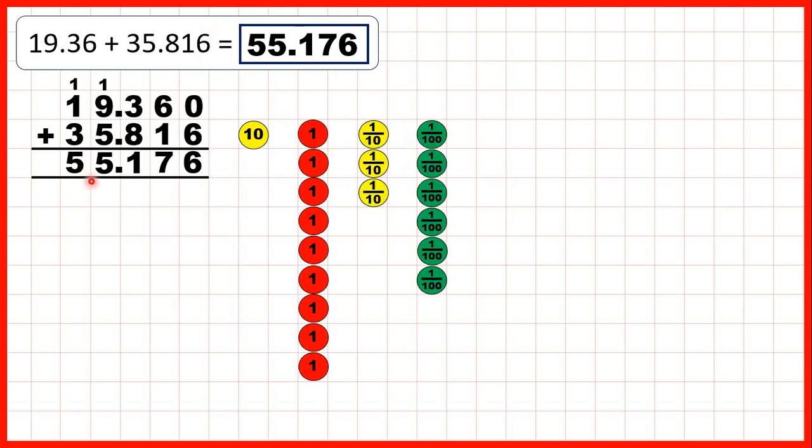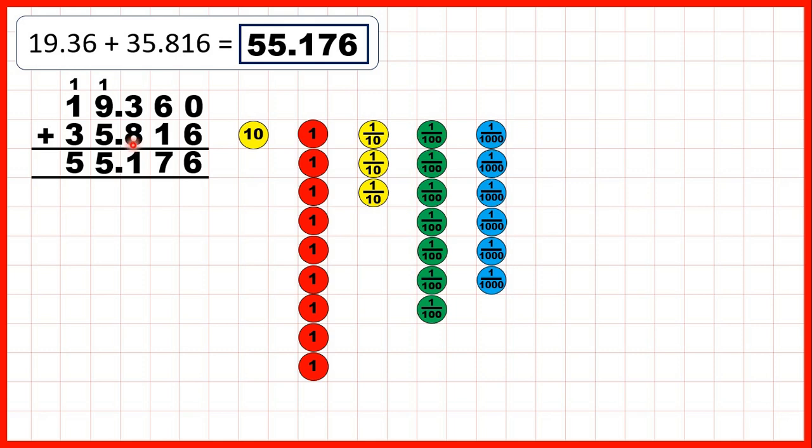Then we started with 19.36, so that's 1 ten, 9 ones, 3 tenths and 6 hundredths. First we added 6 thousandths, and because we didn't start with any thousandths, that left us with 6 thousandths in our answer. Then we added 1 hundredth to give us 7 hundredths in our answer. Then we added 8 tenths, but because that gave us 11 tenths, we exchanged 10 of those tenths for 1 whole, and we were left with just 1 tenth in our answer.